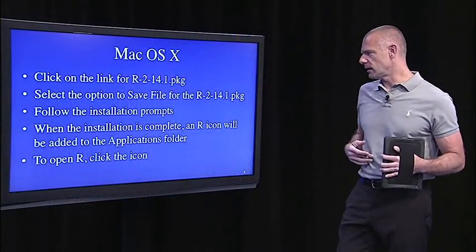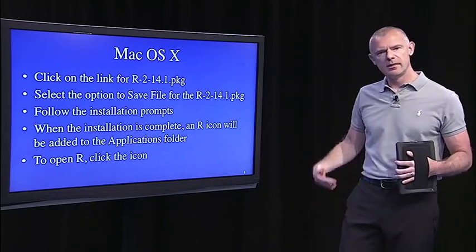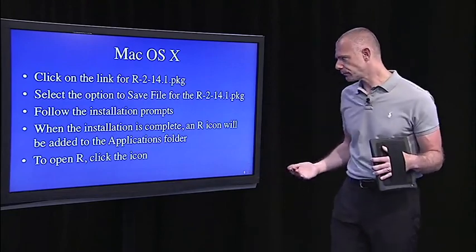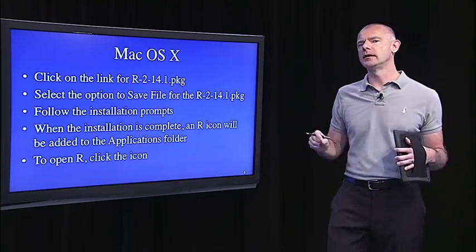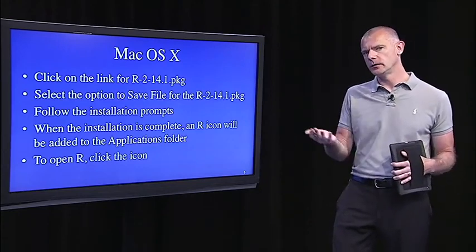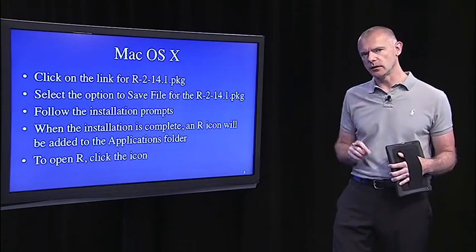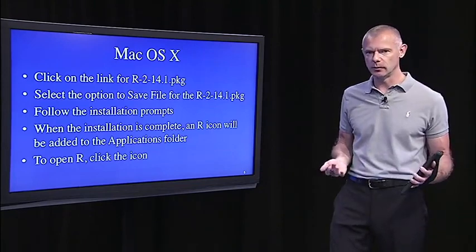You want to select the option to save file for that package. Then all you have to do is follow the installation prompts. When the installation is complete, an R icon will be added to your applications folder. Just like when you download any software, it'll be added to your applications folder and you'll see the R icon. To open R, just click that icon. It's as simple as that.